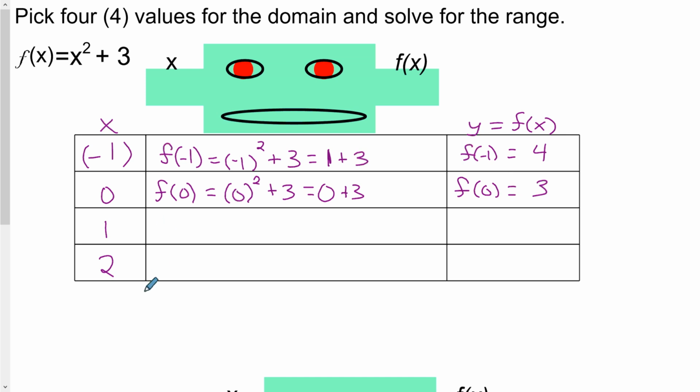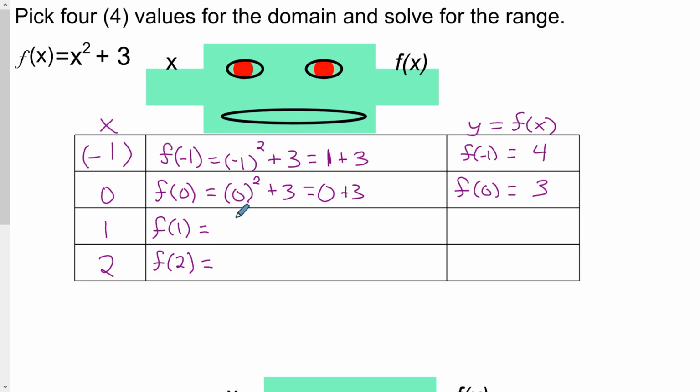And why don't you go ahead and pause the video and try f of 1 and f of 2 out. Again, you want to look for f of 1 and f of 2. Go ahead and give that a shot really quick. Pause the video and then come back to it and watch through and see if you did it right.